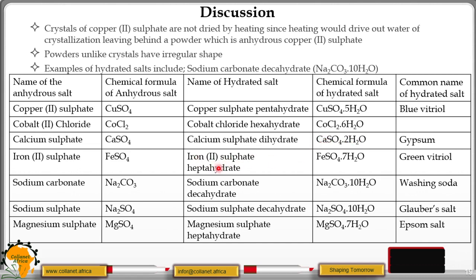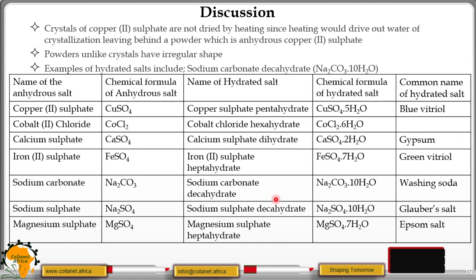Iron 2 sulfate heptahydrate is green vitriol. The green comes from the solution. The iron 2 sulfate solution is normally green in color, and it has 7 water molecules coordinated to the structure.